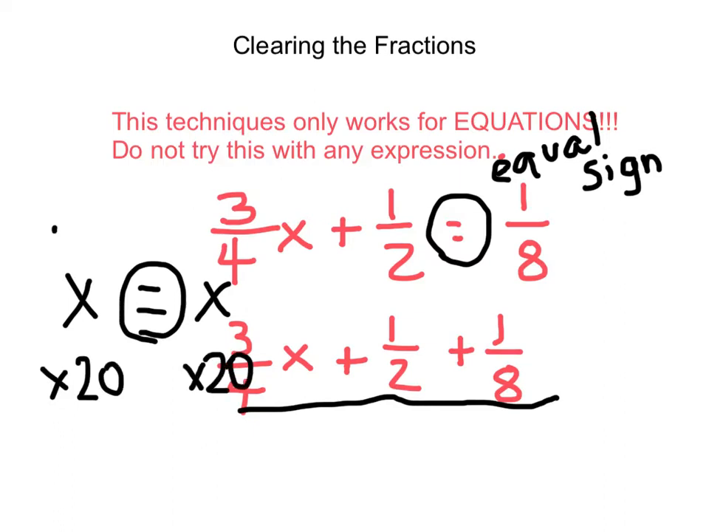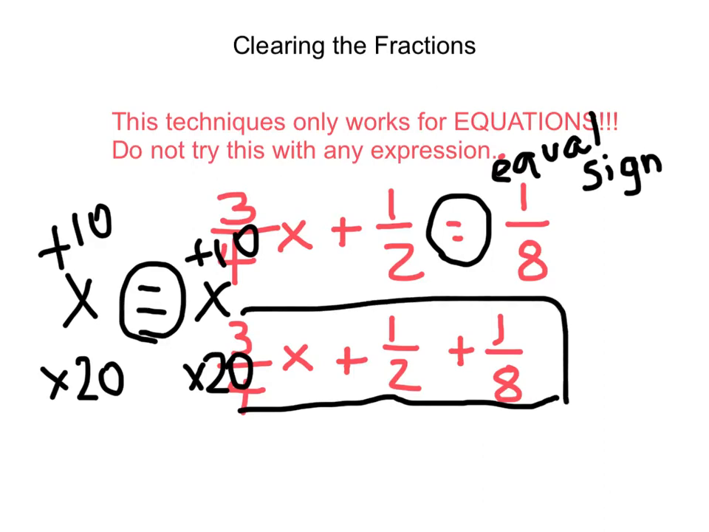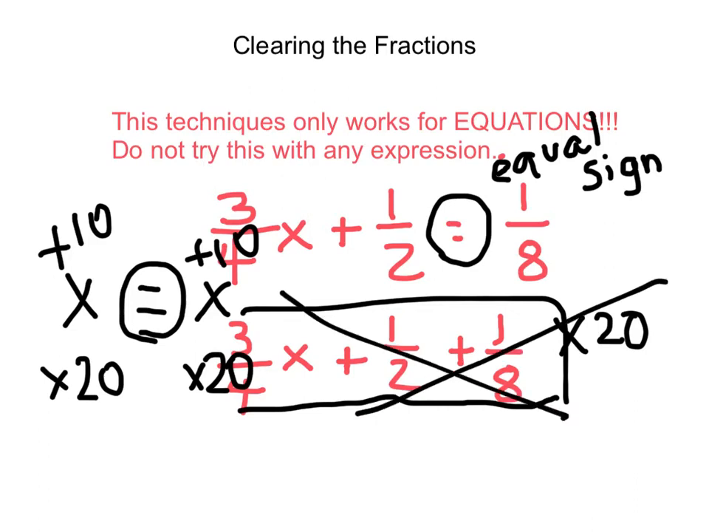If I add 10 to one side and add 10 to the other side, they're still going to be equal. So we can manipulate both sides of an equation and still keep them equal as long as we do the same operation to both sides. However, if I take an expression and multiply it by 20, the value of that expression is now changed. It's now 20 times greater than it used to be. So this technique does not work for that, only for equations. So let's get to it.